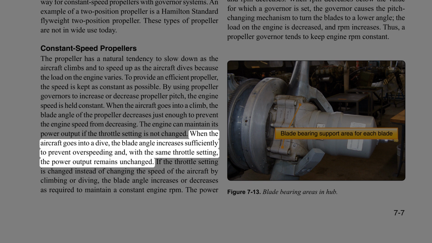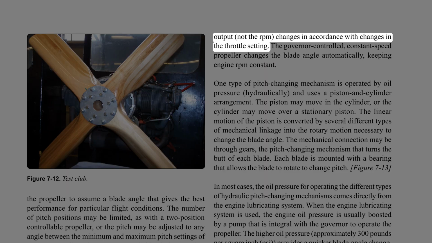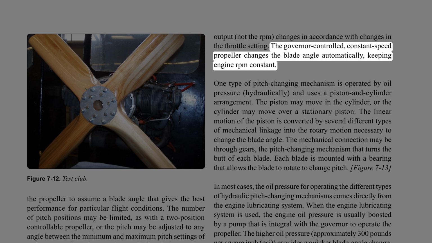When the aircraft goes into a dive, the blade angle increases sufficiently to prevent overspeeding and, with the same throttle setting, the power output remains unchanged. If the throttle setting is changed instead of changing the speed of the aircraft by climbing or diving, the blade angle increases or decreases as required to maintain a constant engine RPM. The power output, not the RPM, changes in accordance with changes in the throttle setting. The governor-controlled, constant speed propeller changes the blade angle automatically, keeping engine RPM constant.